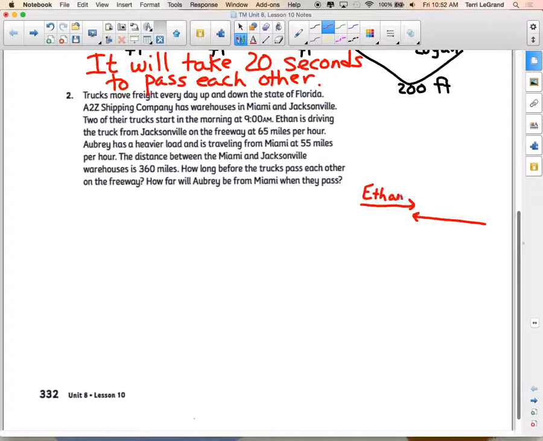Kind of want to rename him Truman because my twins are Truman and Aubrey.